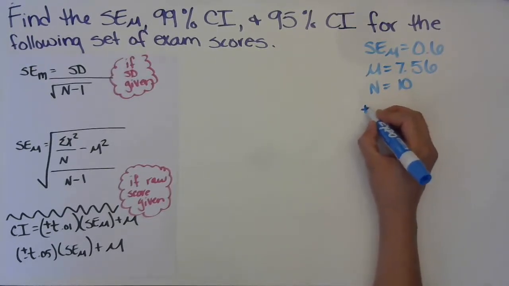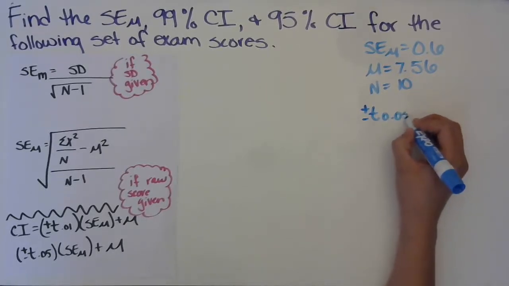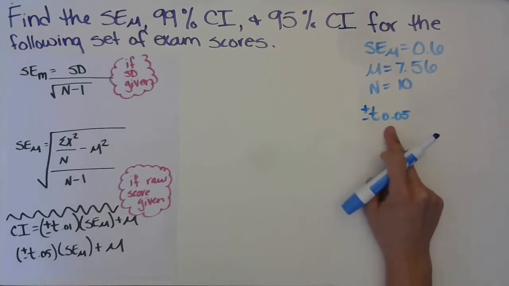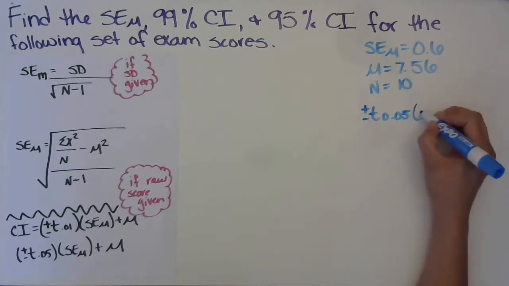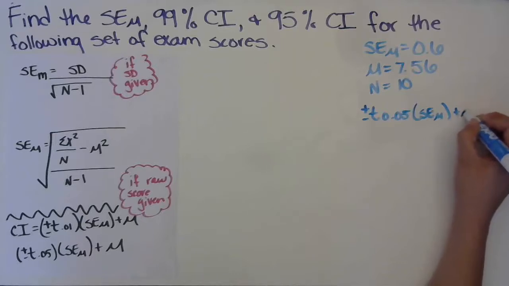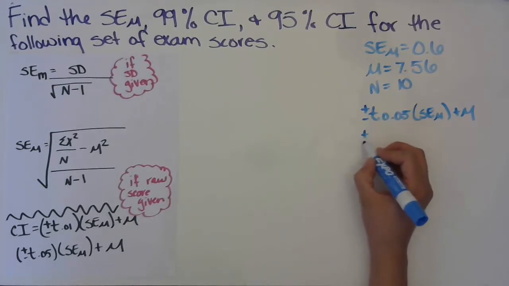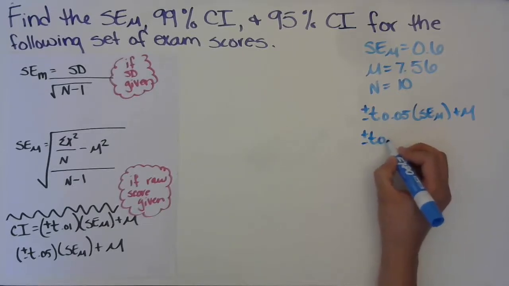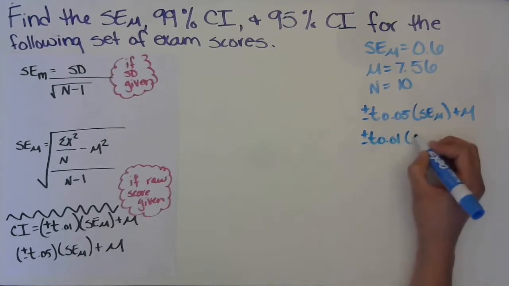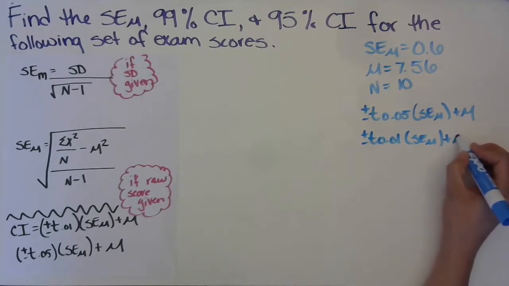So we have a plus or minus t of 0.05. That's going to be for the 95% confidence interval. And that is multiplied by the standard error of the mean plus the mean. And then for the 99% confidence interval, we have the same thing, just with the 0.01 value. Standard error of the mean plus the mean.